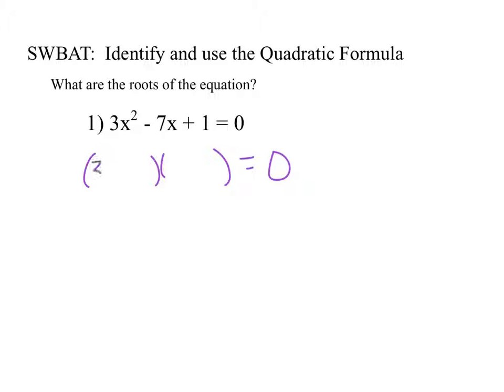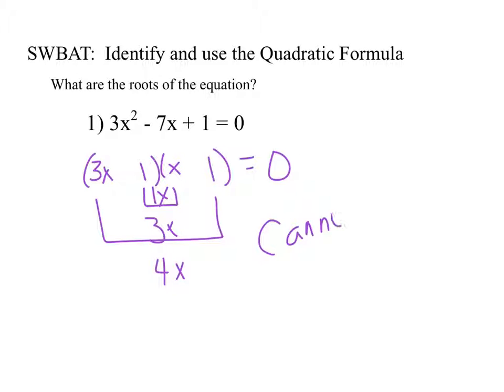And you would be looking at, okay, 3x and x, 1 and 1. No matter what I do, 4x, or if I change the signs, negative 4x, or even negative 2x, or positive, none of these things will ever add up to 7. So what this says is this cannot be factored. So when something cannot be factored, we use the quadratic formula.